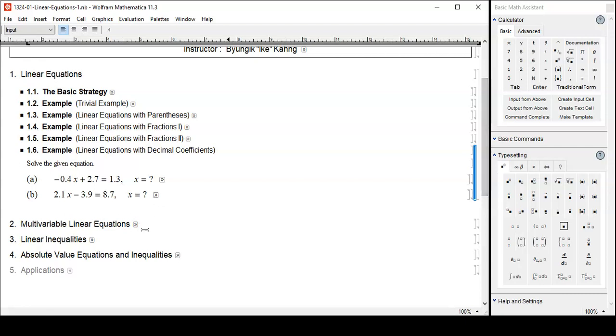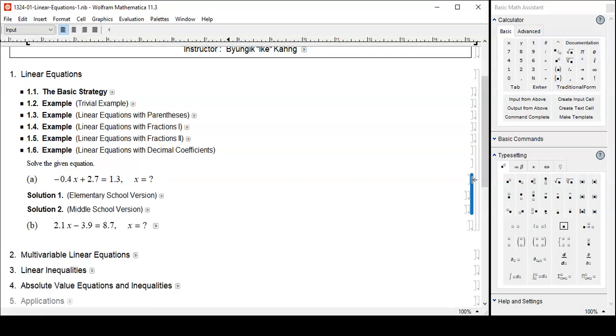Now, how do you solve this kind of linear equation? Let's look at the first equation. And I named those as elementary school version and middle school version. I think I got a little bit carried away. Middle school version and high school version. Okay, that makes a little bit more sense. Okay, let's do middle school version first.